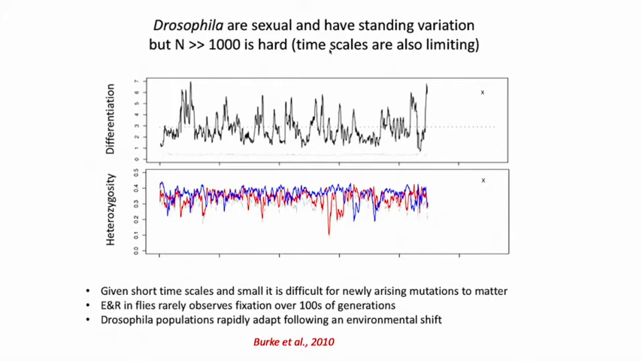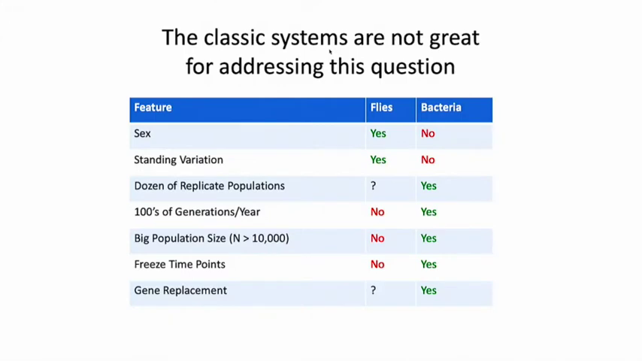Of course, we've done some work in Drosophila, myself and Molly, and have done resequencing on it, and I won't talk much more about that. So basically, the classic systems are in some ways not optimal for addressing this question, although flies have sex and standing variation. They are limited in the number of generations per year.